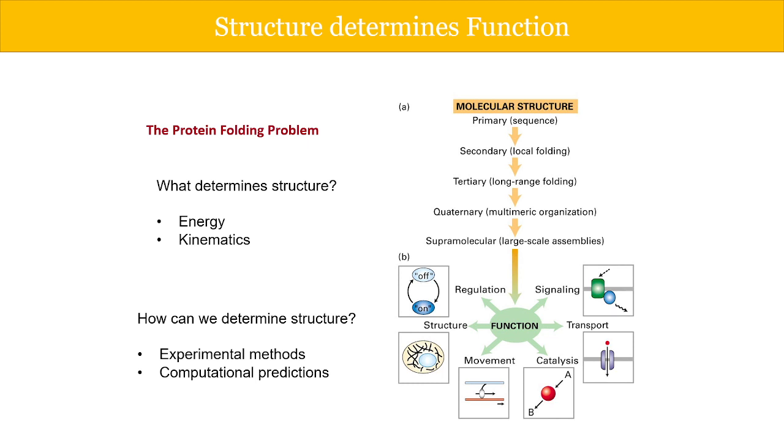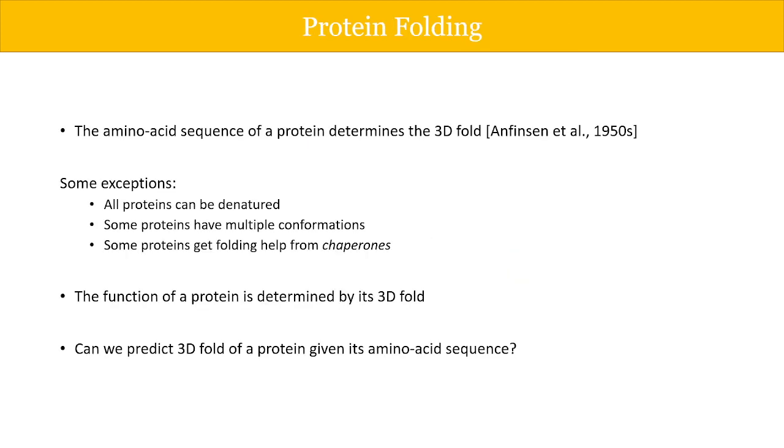Now, what is this protein folding? The amino acid sequence of a protein determines the three-dimensional structure of your protein, that is, the folding pattern of a protein. So how do you know that this protein is going to fold or not?